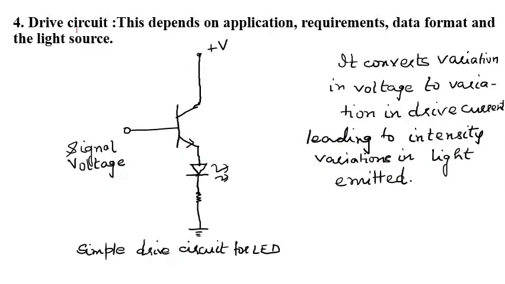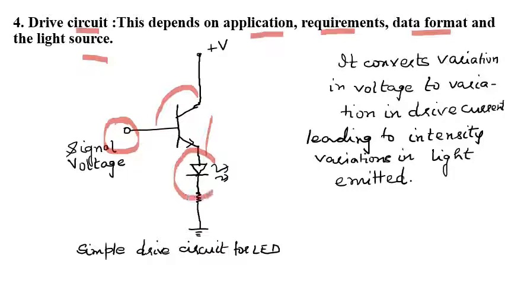Now, next is the drive circuit. This depends upon the application requirement, data format, and the light source. This is a simple drive circuit for LED. We have the signal voltage or the modulating signal applied at the base of the transistor, which are converted to the current variations. These current variations are converted to the light intensity variations by this LED source, so leading to intensity modulation of light.